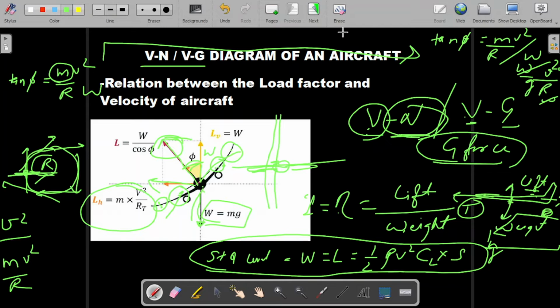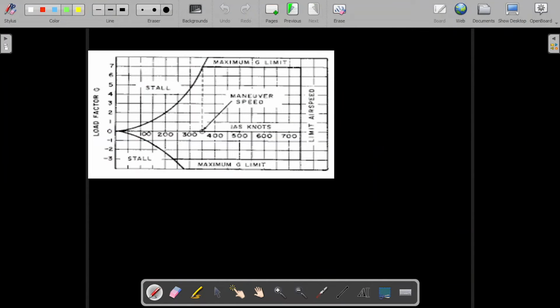I'll take another page. The diagram I'll be explaining in a while. So tan phi, as we have discussed, is W v square by r g into W divided by W. So W will cancel out. So this will be equal to v square by r g.